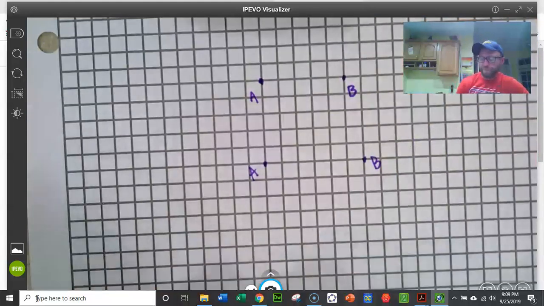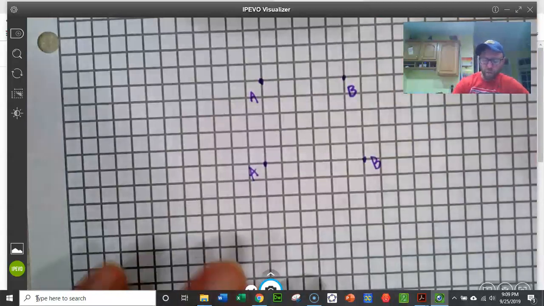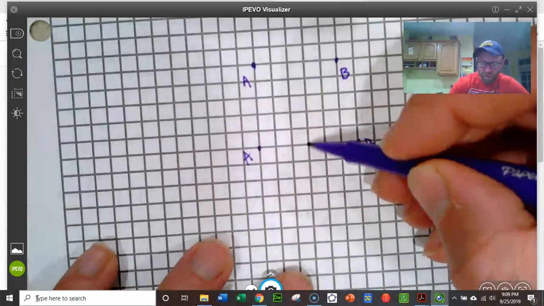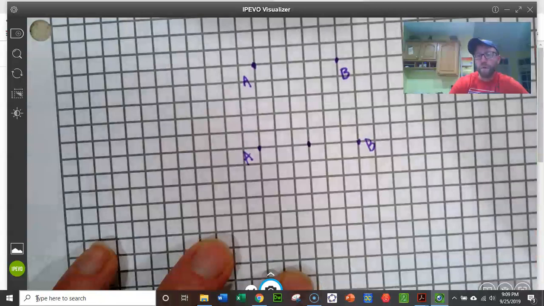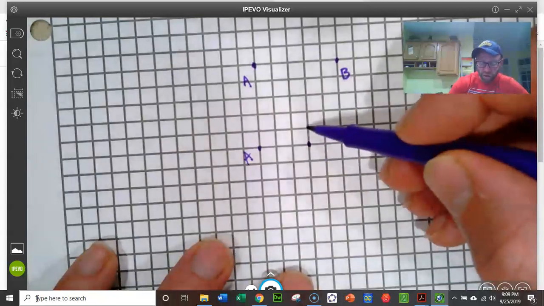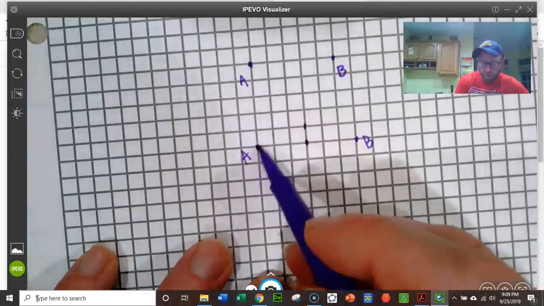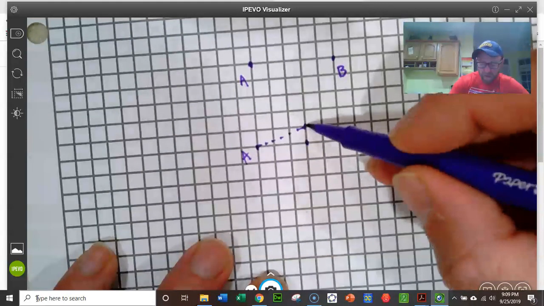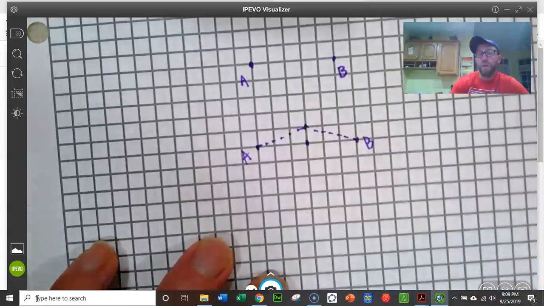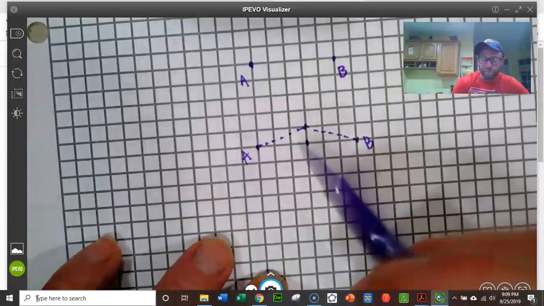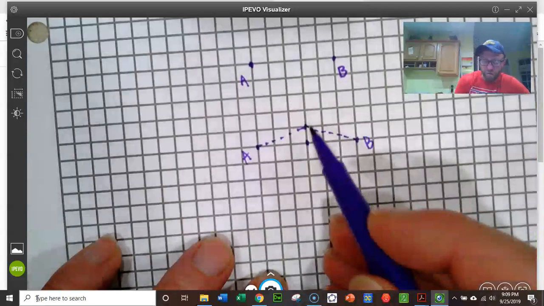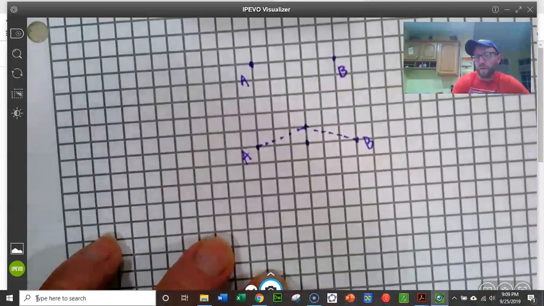Let me take a look here. One such point would be right in the middle. That's the midpoint. Okay. Or I could go straight up. You notice here, over 1 up 3, or down to B over 1 up 3. So if I did the Pythagorean theorem and I calculated those two distances from that point to A and that point to B, I'd get the same thing.